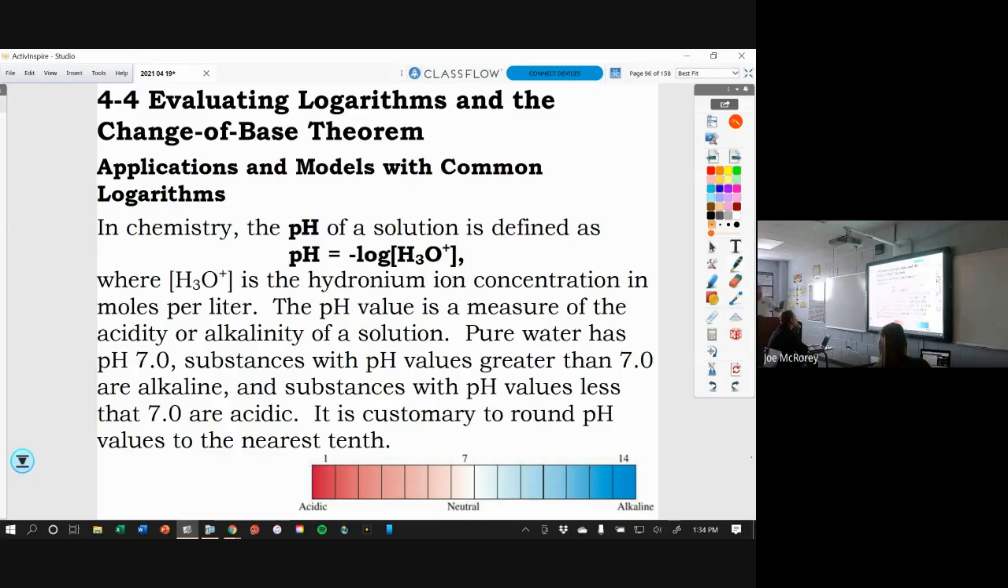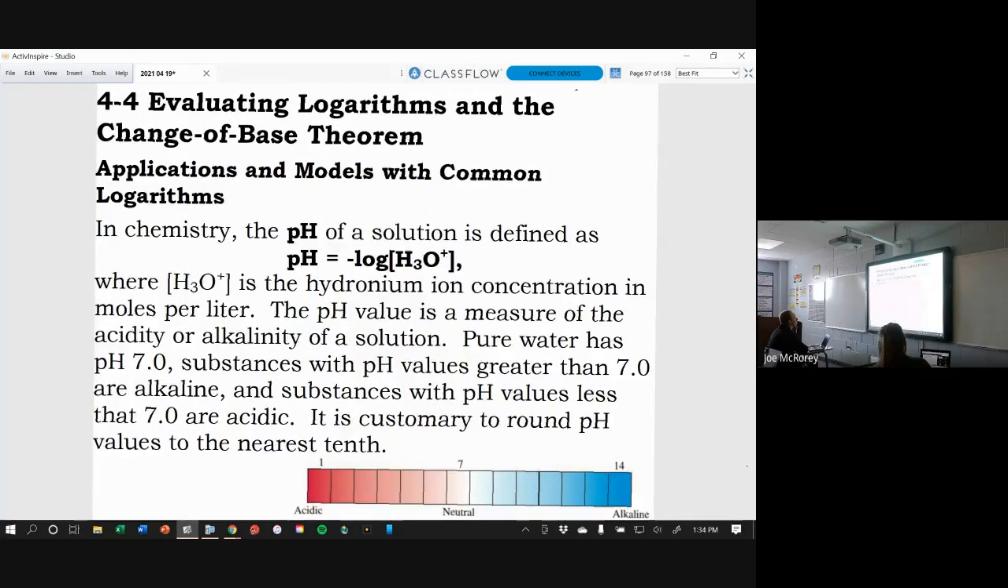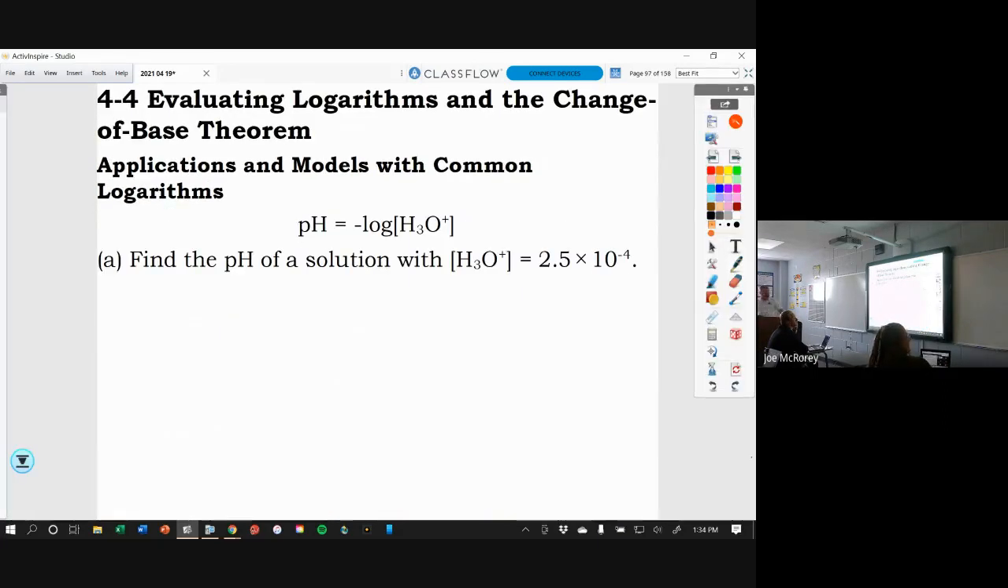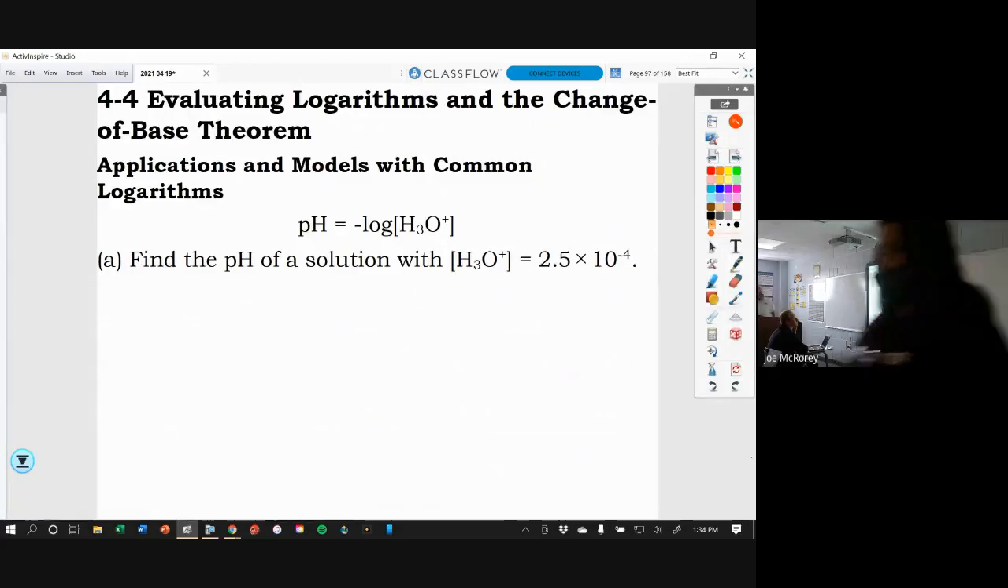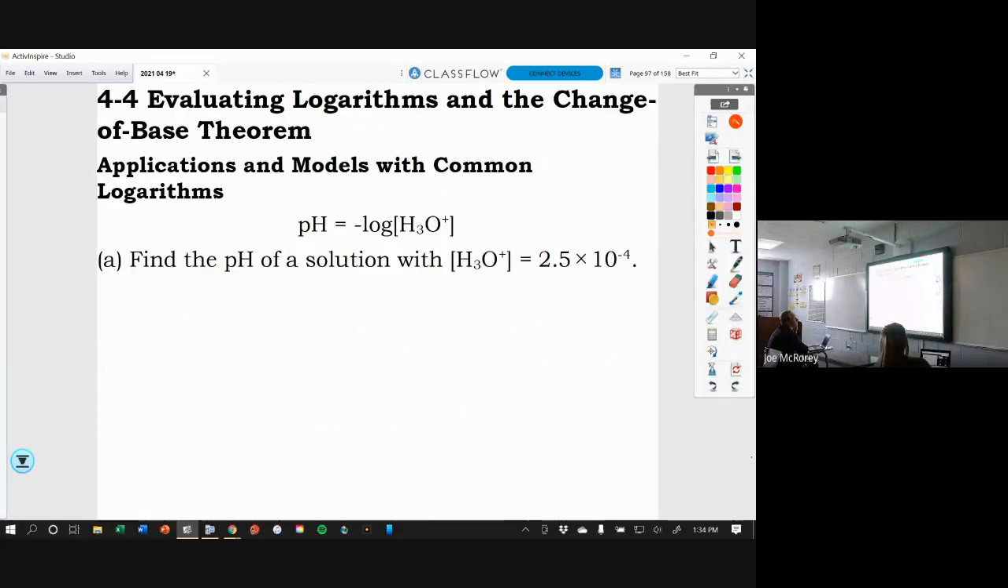So pH equals negative log of the hydronium ion concentration. Okay, that's the formula. That's the equation we're about to use. Find the pH of a solution with hydronium equal to 2.5 times 10 to the negative 4th power. All we're doing is replacing hydronium with 2.5 times 10 to the negative 4th power. So negative log 0.00025.